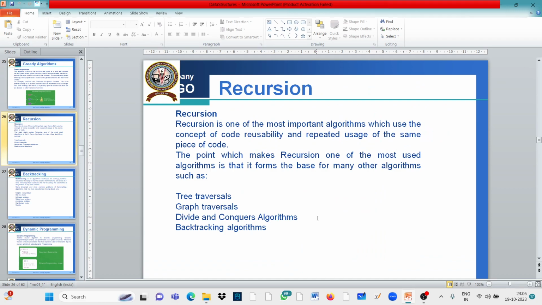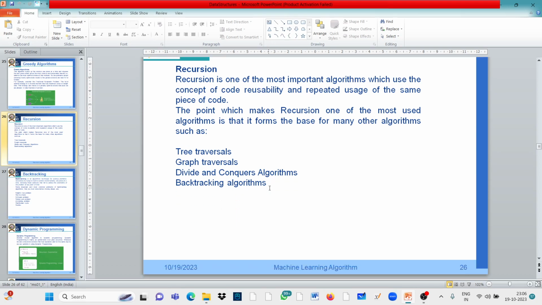Then is the recursion. Recursion is one of the most important algorithms which use the concept of code reusability and repeated use of the same piece of code, that is called recursion. The point which makes recursion one of the most used algorithms is that it forms the base for many other algorithms like the tree traversal, the graph traversal, divide and conquer algorithm, and backtracking algorithms. So all the things here we will be using some concept of recursion, right?